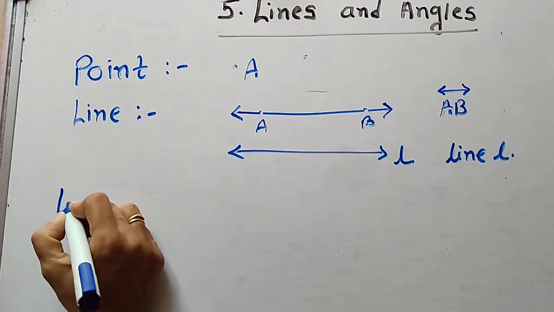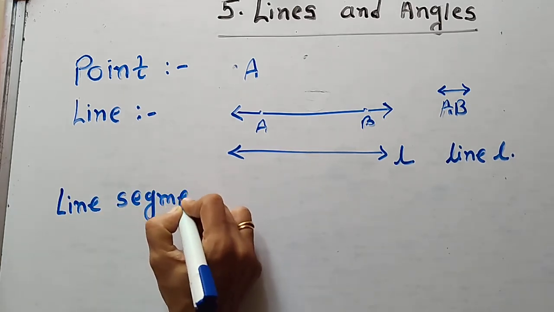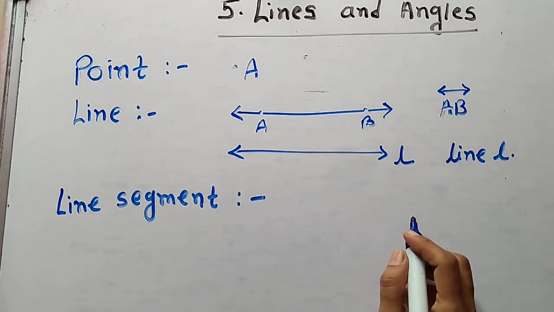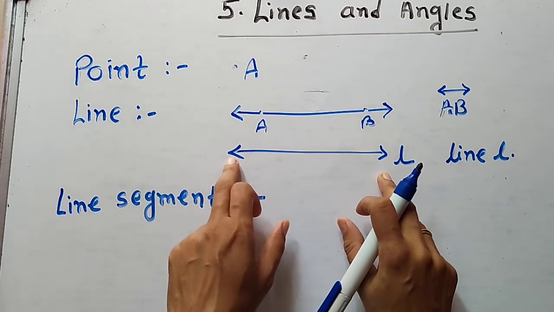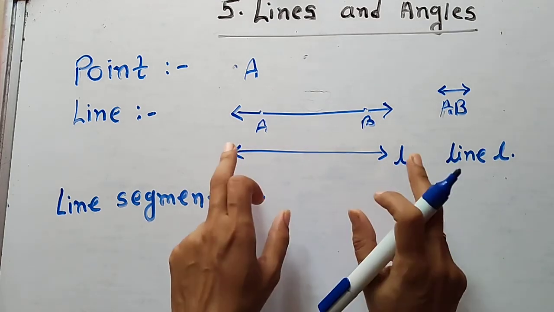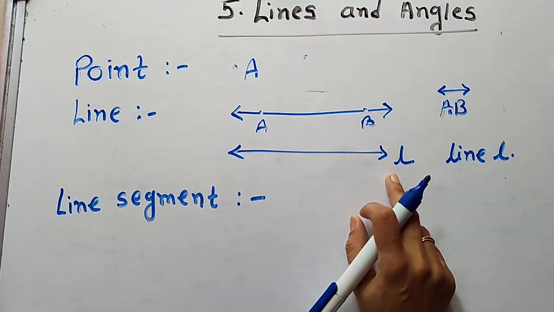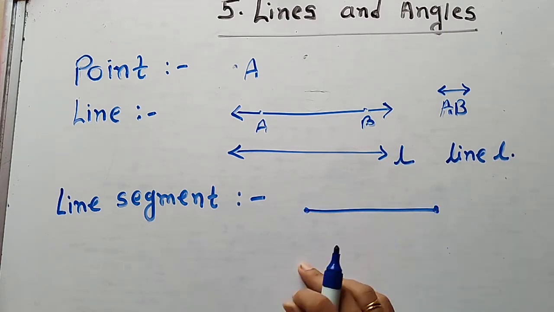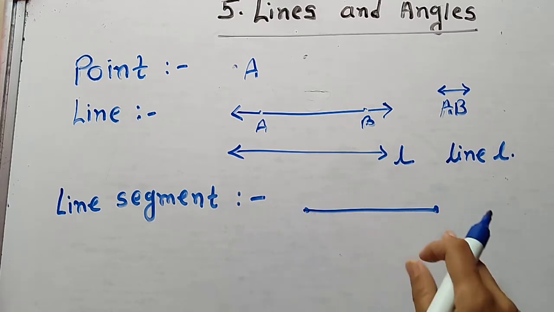Then next is line segment. What is meant by line segment? A part of a line is called a line segment. A line has no starting point and no end point, and a part of a line is called a line segment. So it has a starting point and an end point also. Here is the starting point and ending point both.